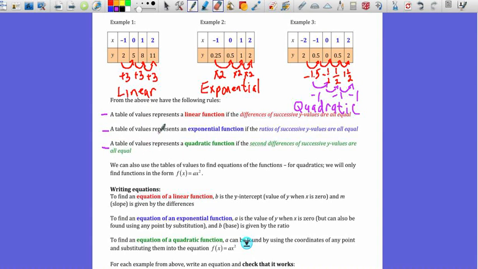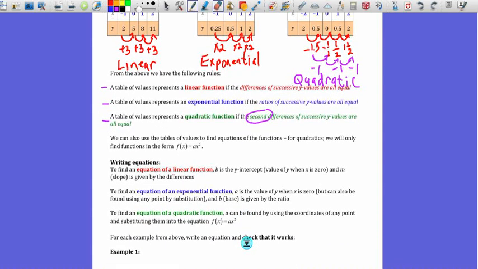Okay, and so if you look below, each of these statements explains the rule for determining what pattern reveals what kind of function. For a linear function, the differences of successive y terms are equal. For an exponential function, the ratios, so of course that's multiplying or dividing. And for the quadratic function, the second differences of the y values are equal. So what we've been able to do now is establish what kinds of functions each of these tables of values represent. Now we're going to use the table of values to find an equation.